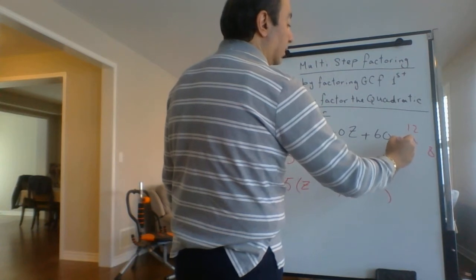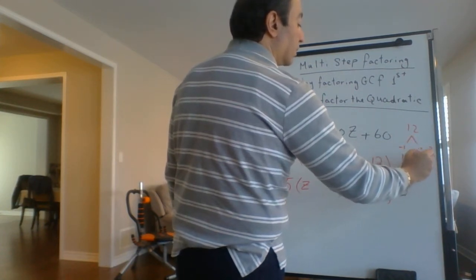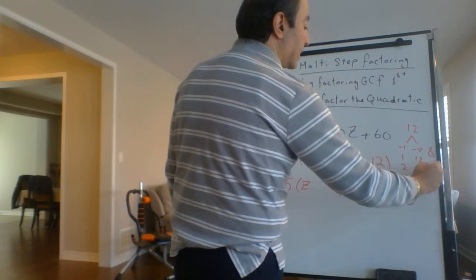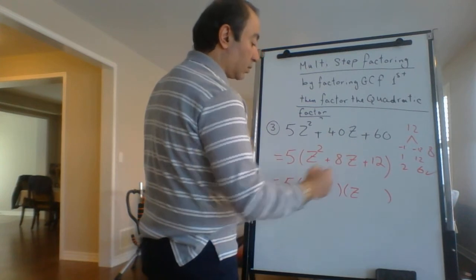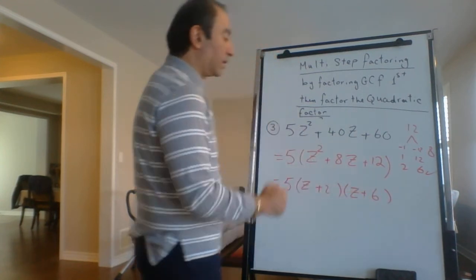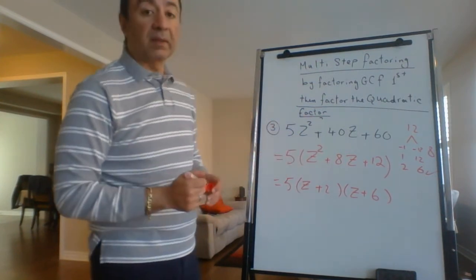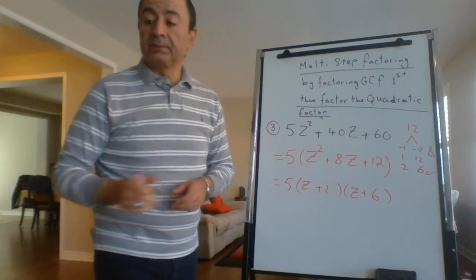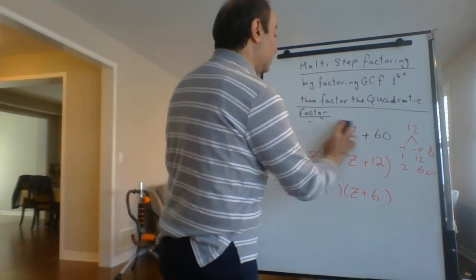So negative 1 and negative 12, no. 1 and 12, no. 2 and 6, yes. So 2 times 6 is 12, and 2 plus 6 is 8, so plus 2 and plus 6. Again, the idea is I factored the common factor out, and then I factored the quadratic that remained inside. Okay, so this is example 3.